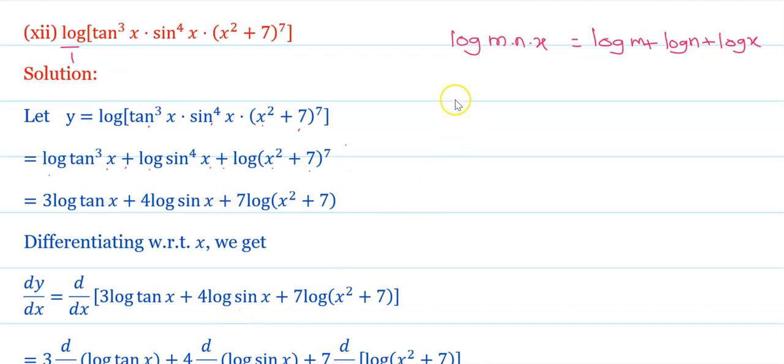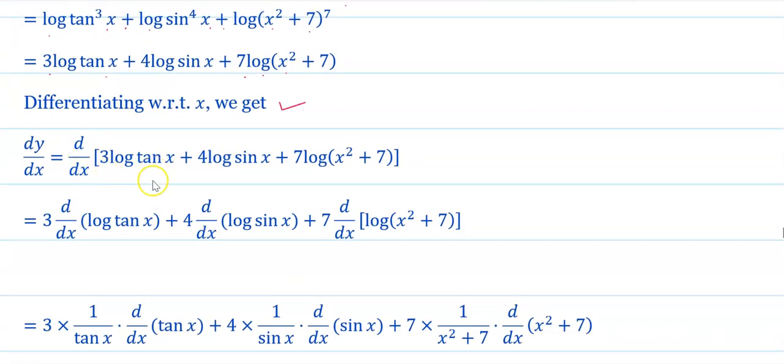Again one more rule: log of m raised to n can be written as n times log of m. Similarly here, 3 times log of tan x, 4 times log of sin x, 7 times log of x square plus 7. Now differentiate this with respect to x. d/dx of 3 times log of tan x plus 4 times log of sin x plus 7 times log of x square plus 7. Now we'll find out; these 3 is a constant.